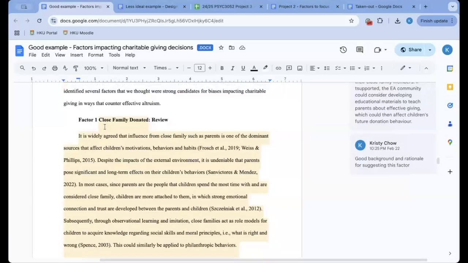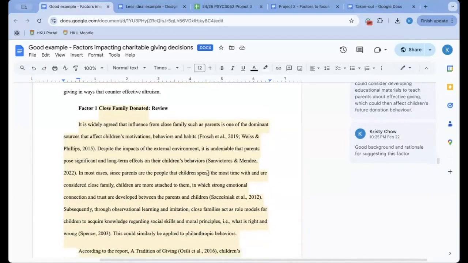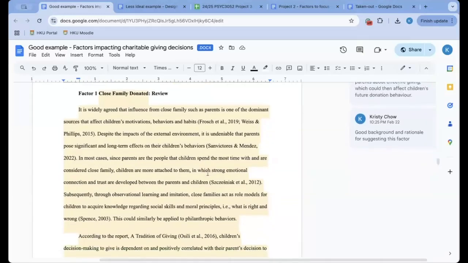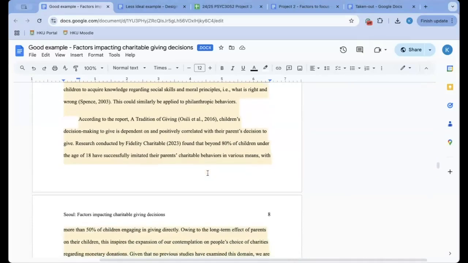And for this factor, it can help inform effective altruism because it could be insightful for better understanding whether children imitate the behavior of close family members, such as adults or grandparents who take care of them. And if their hypothesis is supported, then the EA community could consider developing educational materials to teach close family members about effective giving, which could then affect the children's future donation behavior, which could potentially become more effective as time goes on.